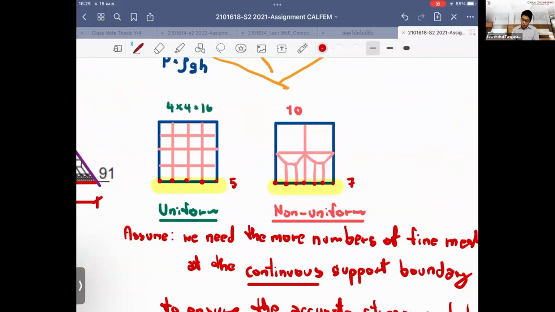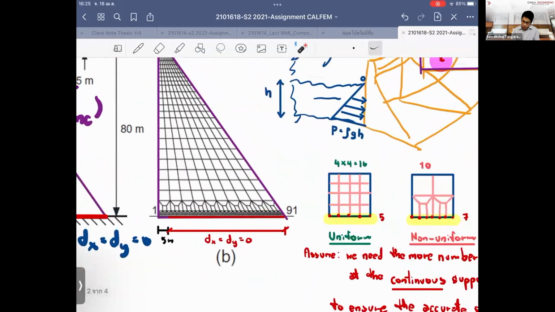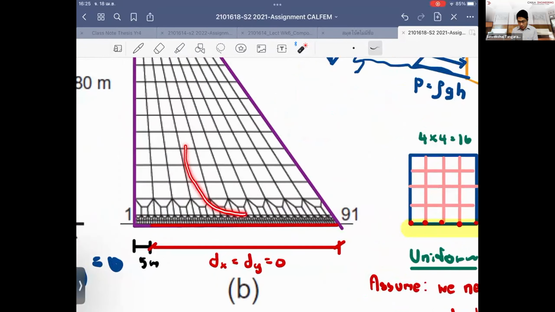That's why in this problem, I suggest you use a mix with the uniform mesh. When we have the uniform mesh here, it means that it is a location where we guess the distribution of the stress will be uniform. Where the distribution of the stress will be non-uniform, right? It means the change of the stress starts to increase and start to be a lot.